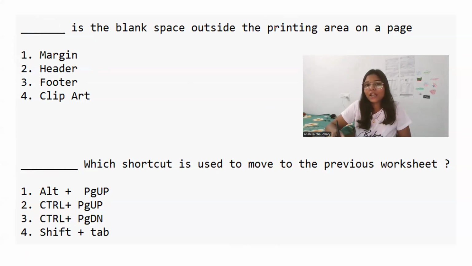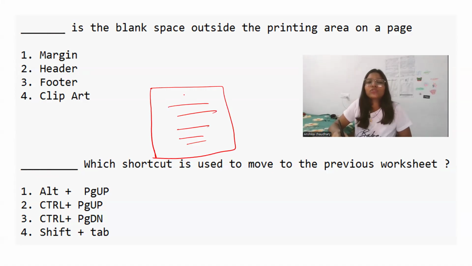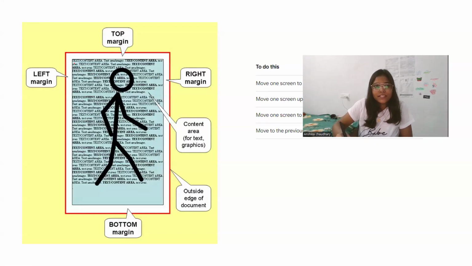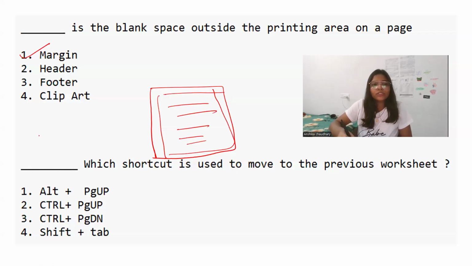Space is the blank space outside the printing area on a page. So suppose this is our printing area, right? And this is the text written. So what is this space outside the printed area called? So this space is nothing but margin. Let me show you. See, this is our page, this is our content. This blue one is our content, and this side is called the top margin, this is the left margin, this side is the right margin, then this is the bottom margin, right? And some basic things as well. You can have a look at this. Let's move on to the next question.